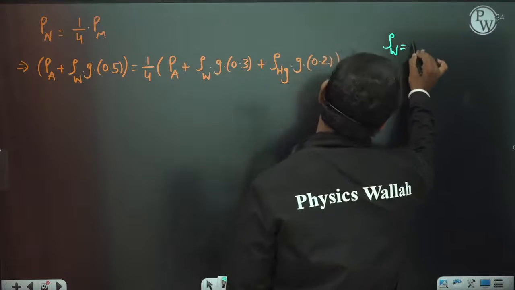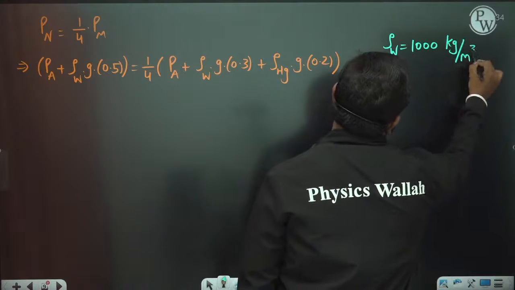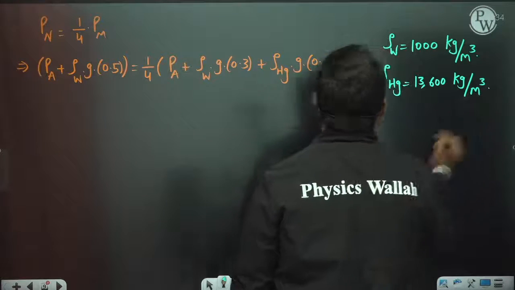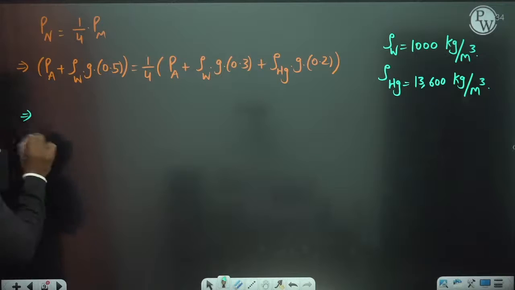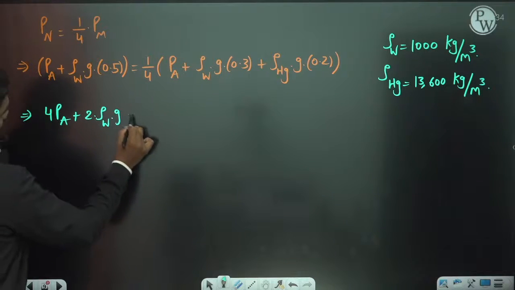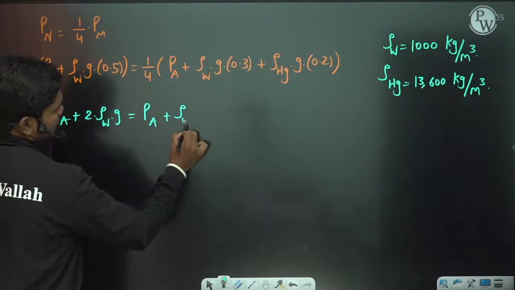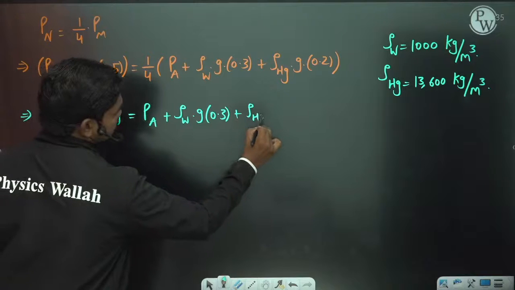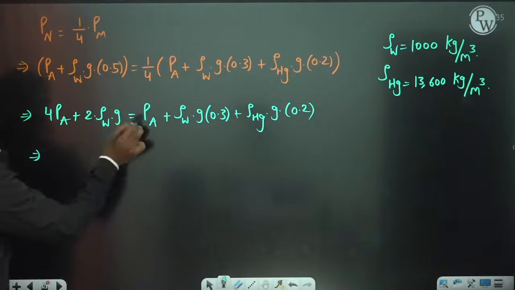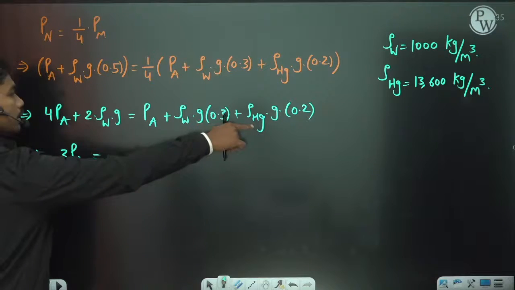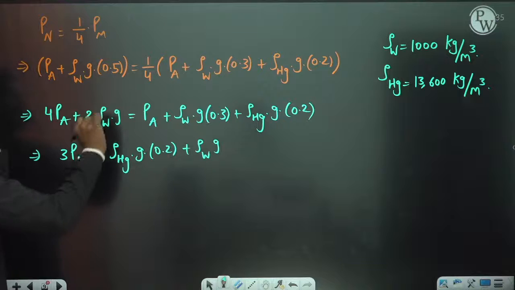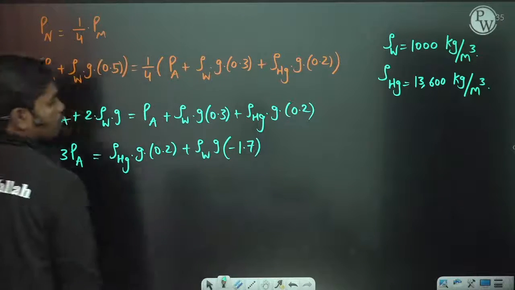Density of water is equal to 1000 kg per meter cube and density of mercury is equal to 13,600 kg per meter cube. So if you do these calculations, 4 times Pa, which is 4Pa, plus 4 times 0.5, that is 2, so 2 times ρw g, is equal to Pa plus ρw g times 0.3 plus density of mercury times g into 0.2. So if you shift this Pa to the left side, you have 3 times Pa is equal to density of mercury times g into 0.2 plus density of water into g times 0.3 minus 2. It will be minus 1.7. This is the answer we are going to get.